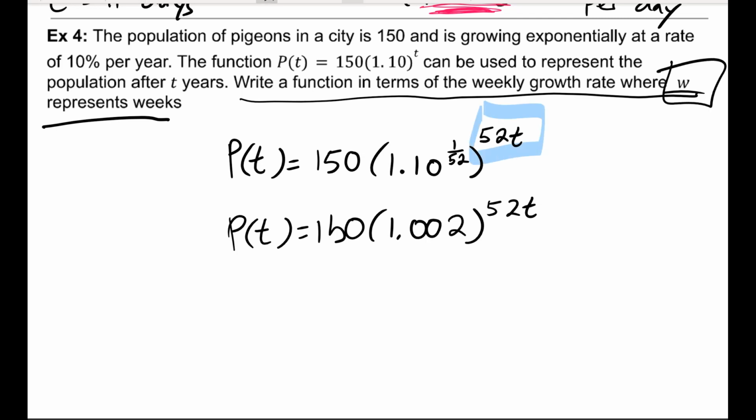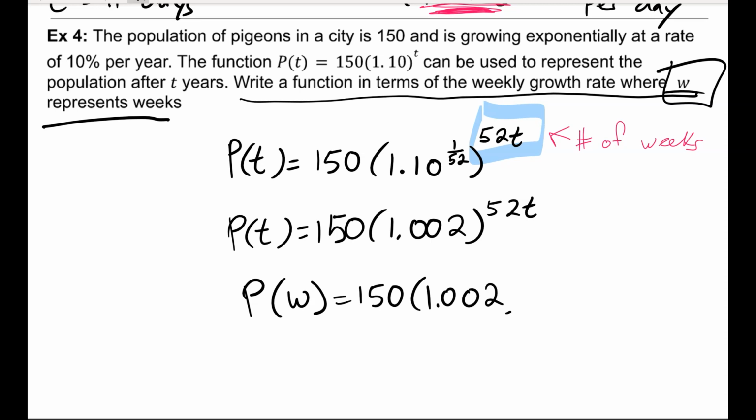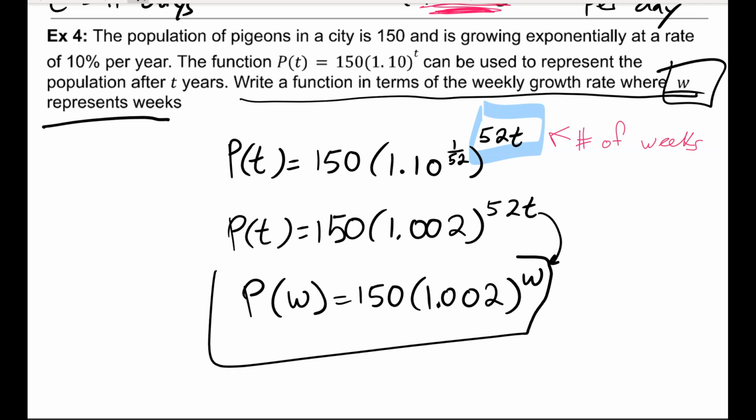Well, here's the great news about that. 52 times t already represents the number of weeks. So the only thing I have to do is, instead of writing a function of p of t, I'm going to write a function of p of w. And instead of 52t, which again is representing the number of weeks, I'm going to substitute that in with w, simply because they asked me to write an equation in terms of w. A lot of the times you'll have to know this for multiple choice questions where they change variables on you, but it's no different from a regular rewriting problem. We only make a substitution in for that exponent at the very end.